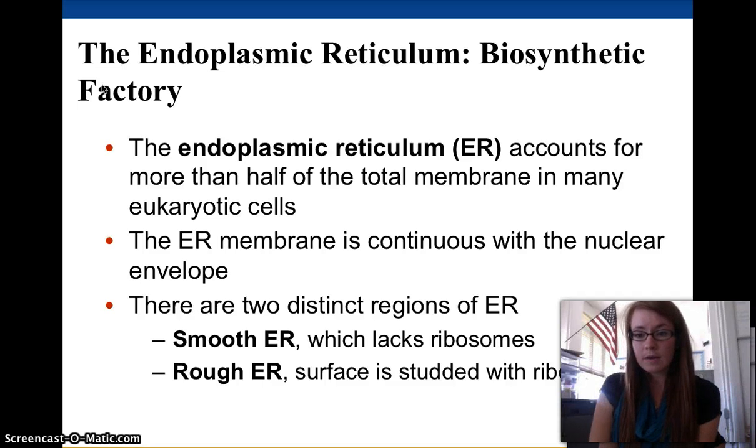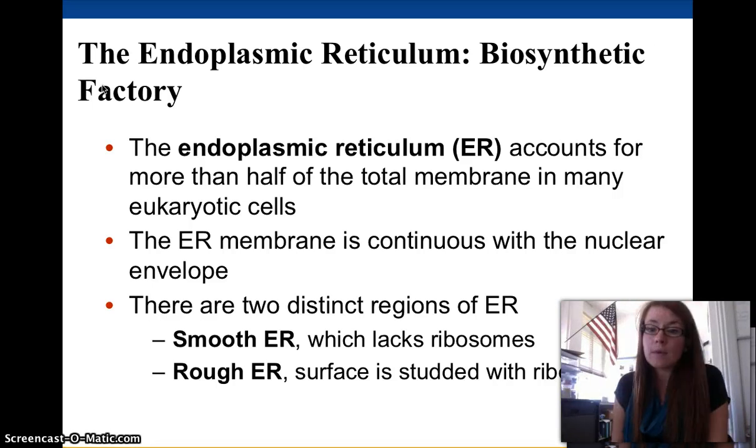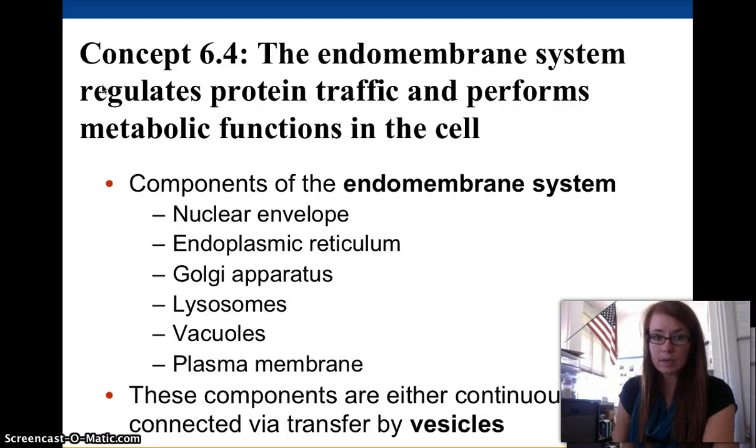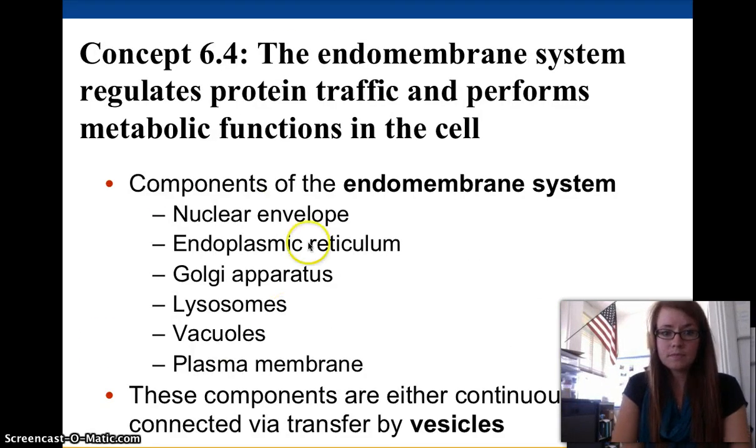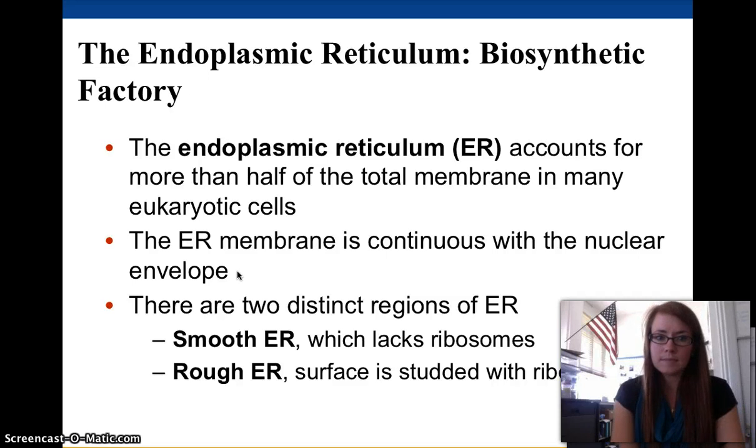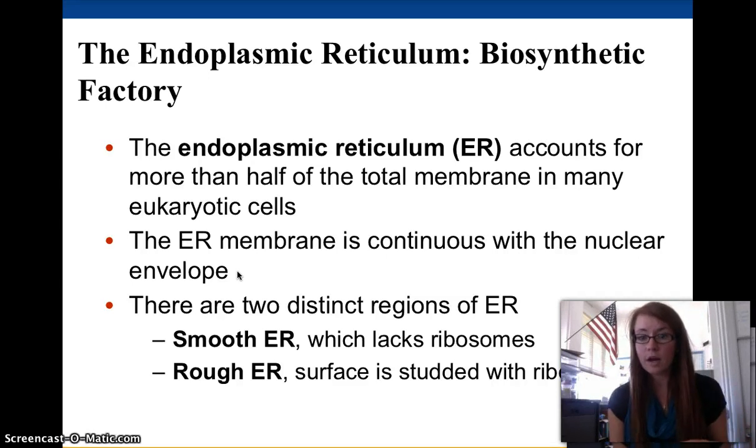So the first one we're going to talk about is the endoplasmic reticulum, and this is called the biosynthetic factory. The endoplasmic reticulum takes up a ton of space inside your cell. It accounts for more than half of the total membrane in a lot of eukaryotic cells. That's a lot, because we listed all of these things as being part of the endomembrane system, but the ER takes up more than half of all the membranes. And the ER membrane is actually continuous with the nuclear envelope.